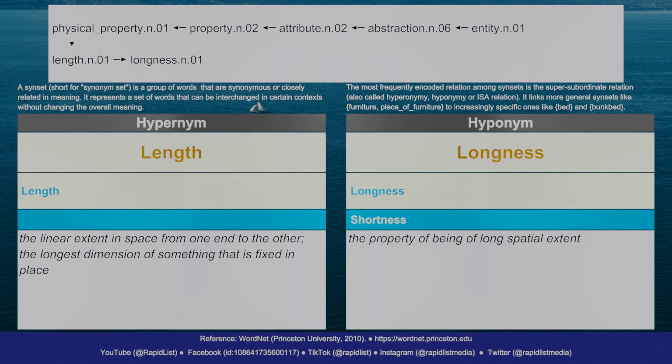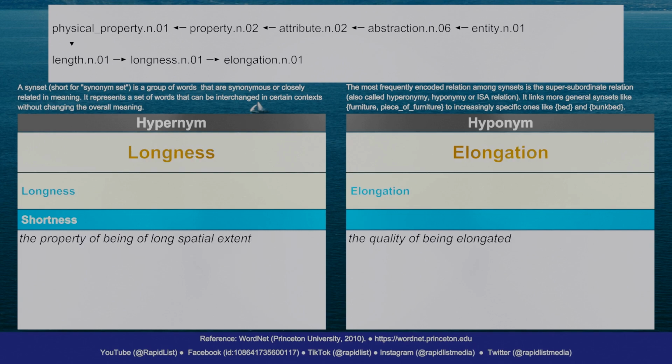Longness. The property of being of long spatial extent. One gene causes shortness and the other causes longness. Elongation. The quality of being elongated.